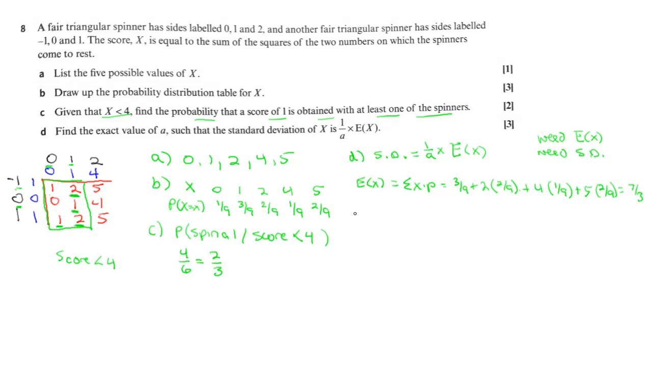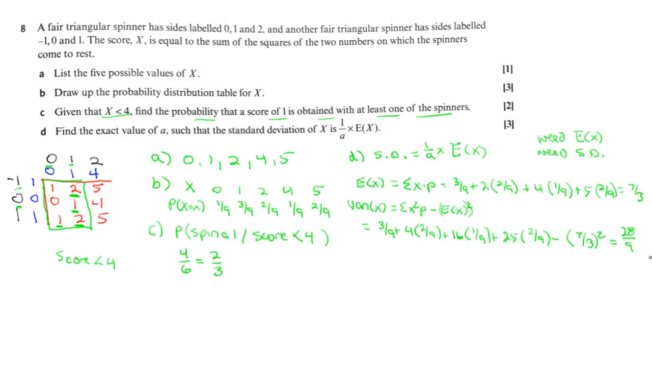And now let's go ahead and find our variance, which is going to be the sum of the x squares times our probabilities minus the expected value squared. And so I'm going to do pretty much the same thing. It's going to be 3/9 because that's 1 squared, but then it's going to be 4 times 2/9, and then plus 16 times 1/9, and then plus 25 times 2/9, and then I'm going to subtract 7/3 squared, and that's going to give me a variance of 28/9.